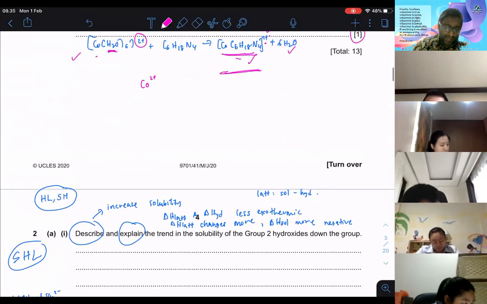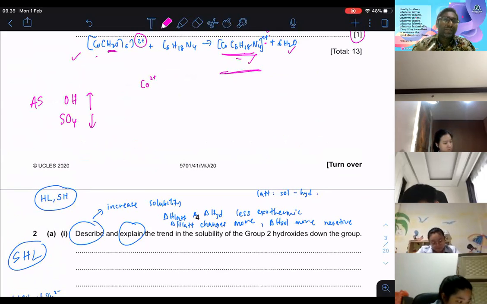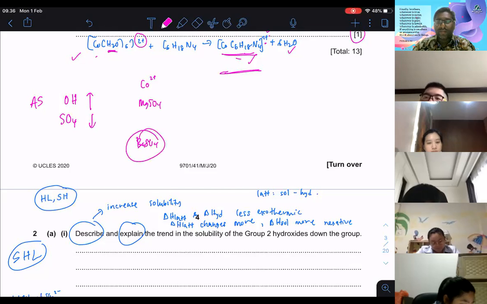In your AS, we have learned that for hydroxides, going down the group, solubility increases. But for sulfates, going down the group, solubility decreases. How to remember that? Just remember magnesium sulfate and then barium sulfate. In chemistry, if you do not know what is the color of barium sulfate and what is the state of barium sulfate, then something is wrong with you. So please take note.